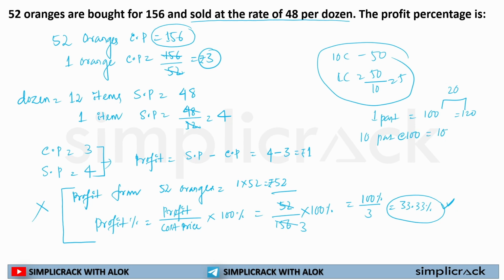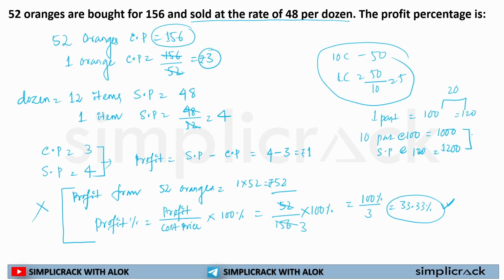100 multiplied by 10 is equal to 1000. And if I'm selling it at 120, my sales price will be what? 1200. 120 multiplied by 10 is equal to 1200. Now my profit percentage is what?